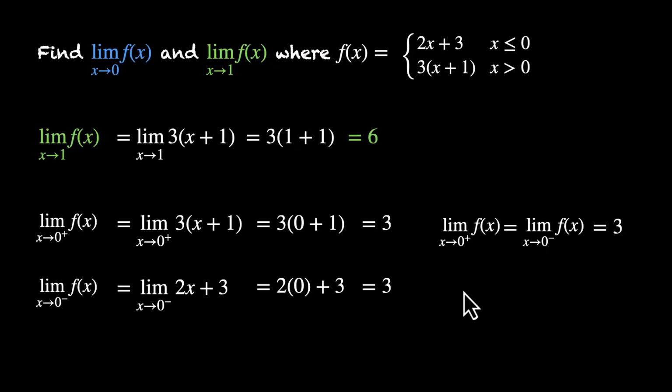This is how we define limits. When both the limits are the same, we can say that the limit exists. So the limit exists at 0 and it's equal to 3. So we can say that the limit as x approaches 0 of f(x) is equal to 3. Let's solve one more.